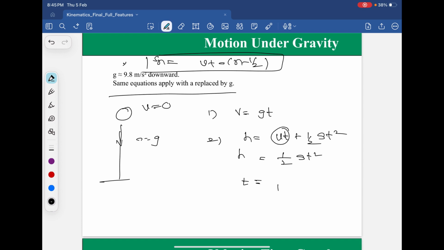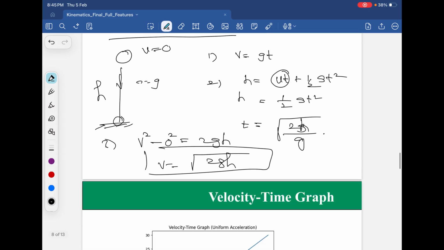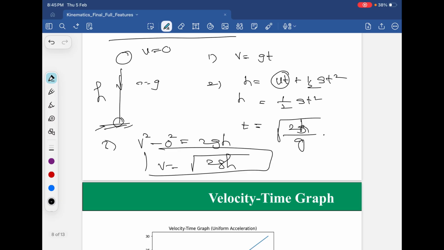So from this you can take the time taken to reach the ground, for example falling from a certain height h. So t will be root 2h by g, right? From the third equation, v square minus u square is equal to 2as, that is 2gh. So the velocity on reaching the ground is equal to root 2gh. Clear? So like this we can derive these equations for bodies which are falling freely.